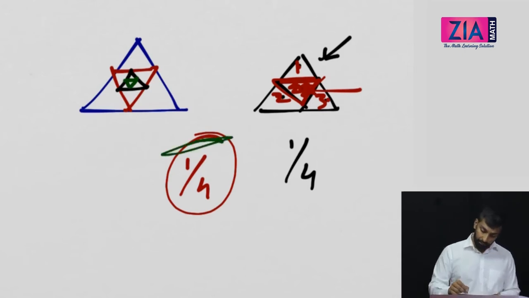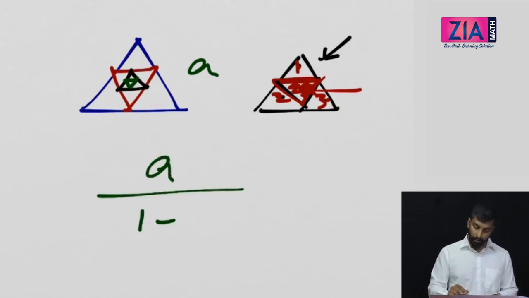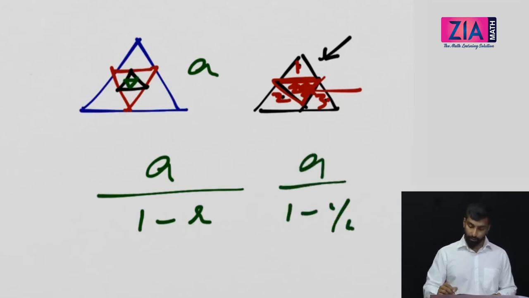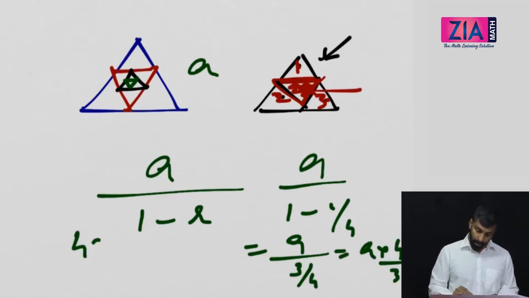So if I give you the outer area A in an equilateral triangle, what is the answer for the sum of all the areas? A divided by 1 minus r, right? So what is r here? A divided by 1 minus 1 by 4. That is nothing but A by 3 by 4, which is nothing but A into 4 by 3, or 4A by 3.